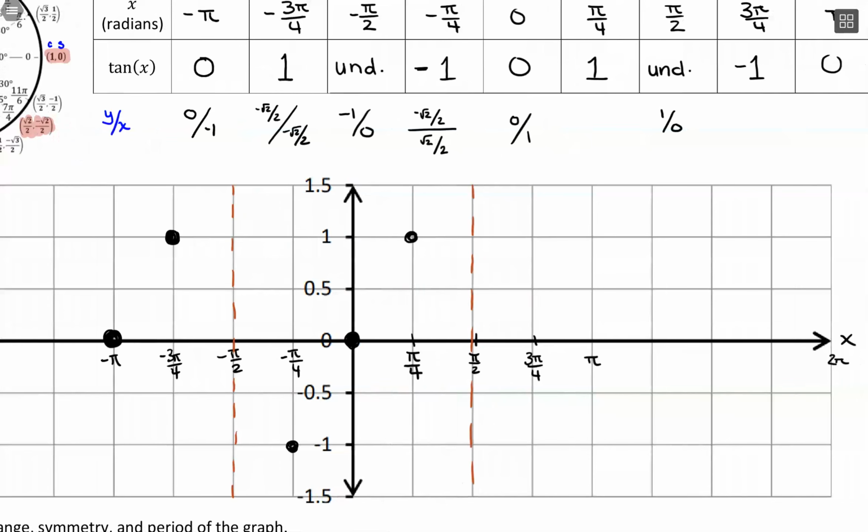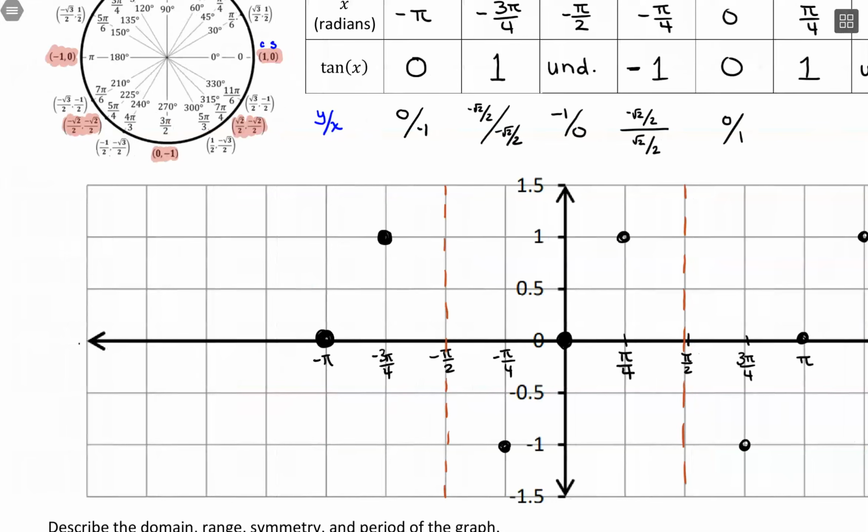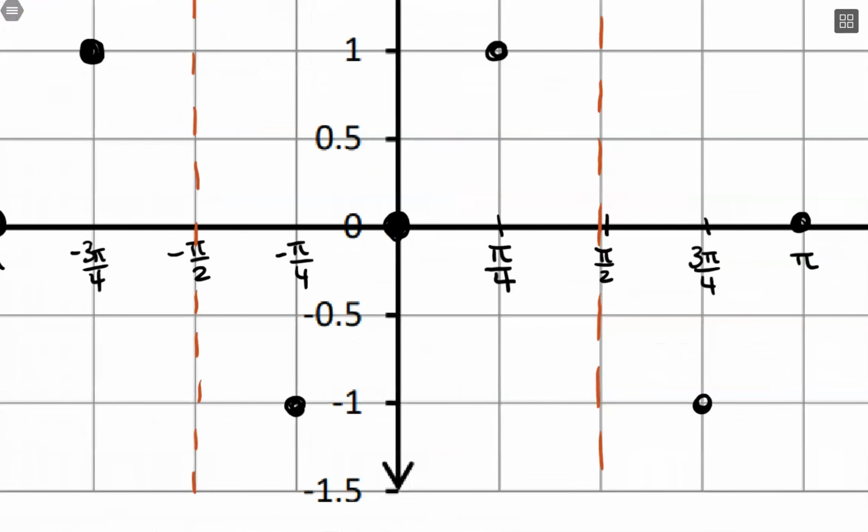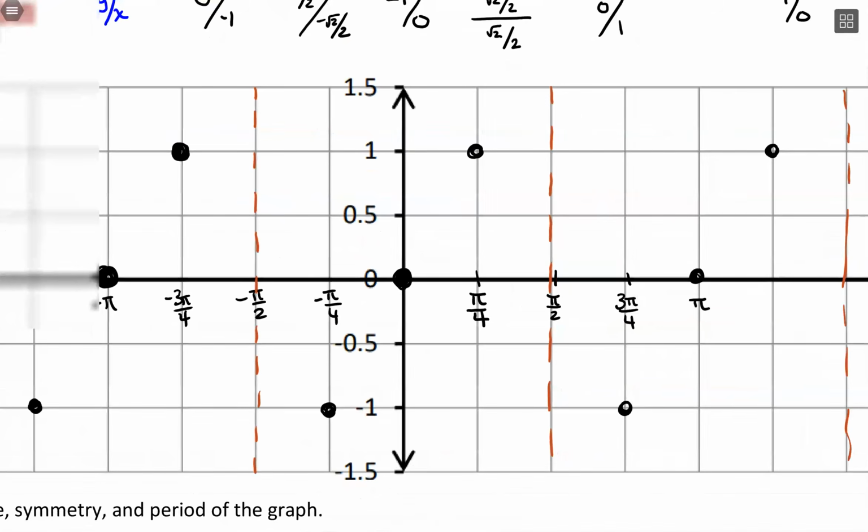And at 3π/4, we're at negative 1. And at π, we're at 0. And you can imagine this is going to continue. One block over will be at +1, one block over will be an asymptote, one block over will be -1, one block over will be 0, and so on and so forth. Same thing in the other direction: -1, asymptote, +1, 0. All right, but let's just focus on this middle one because it's going to set the shape.